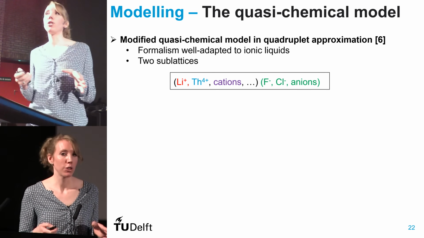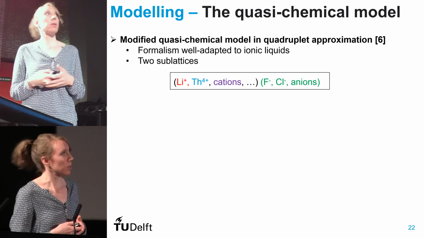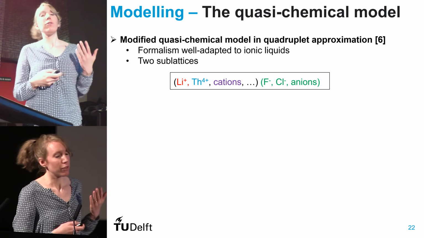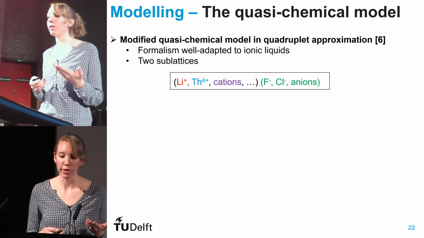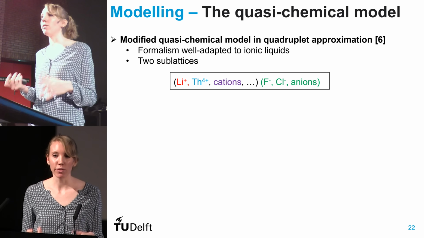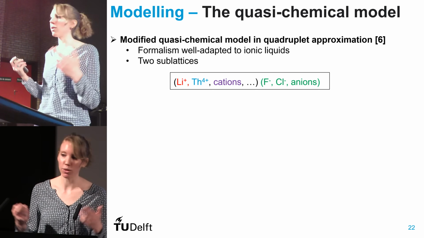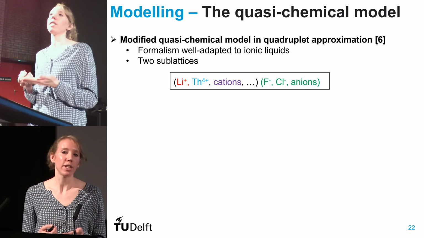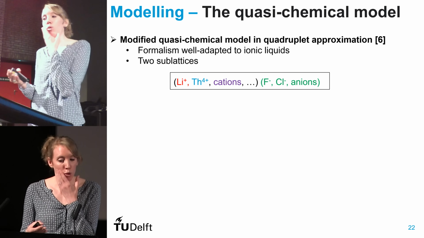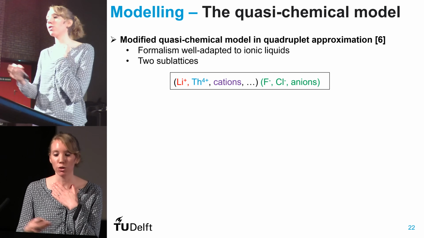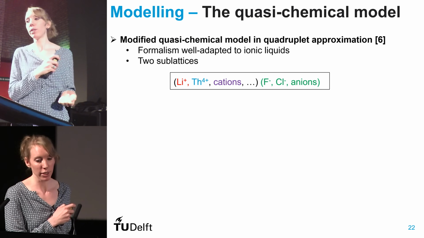So I will focus only on the model we use for the liquid. This is what we're interested in here. We use the quasi-chemical model for the liquid in the quadruplet approximation. And this is a formalism that has been used at the JRC Karlsruhe for maybe 15, 20 years to develop a large database on fluoride salts. And then more recently in Delft, we are also contributing to this database. And this formalism is very well adapted to ionic liquids.